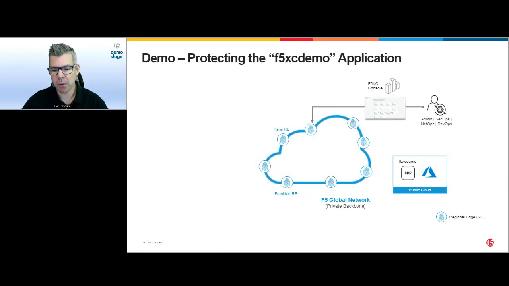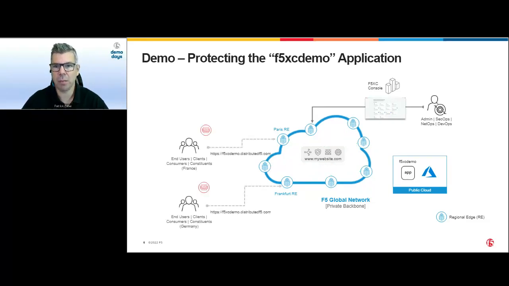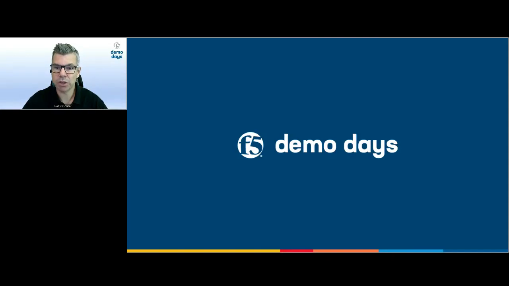And coming back to the demo, in our previous versions, we deployed an app, the F5 XC demo sentence app, which is available in Azure in the public cloud. This app has been exposed to different regional edges, one in Paris and one in Frankfurt, which makes it globally available. It makes it globally available for legitimate users, but also for attackers. With that, I'm going into the demo and sharing my screen.